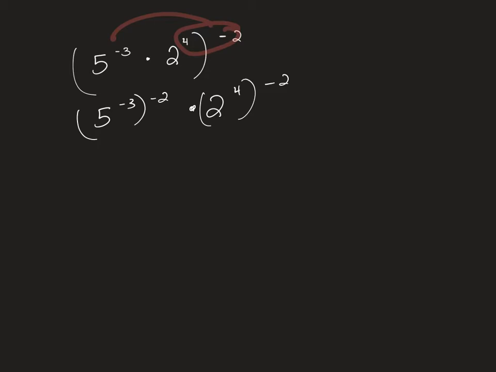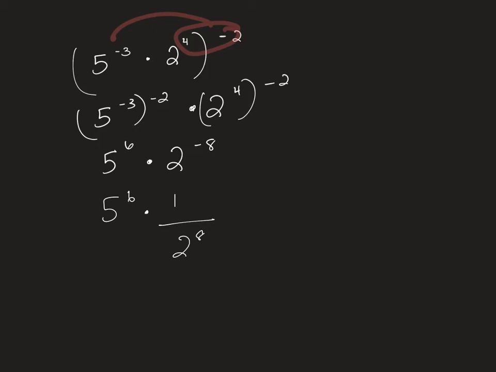All right, so then negative 3 times negative 2 is going to give us positive 6. So I would have 5 to the sixth power times, and 4 times negative 2 is going to give us negative 8. So 2 to the negative eighth power. All right, so I see that I have a negative exponent. So I could rewrite that 5 to the sixth power, and I'm going to rewrite this so it's in the denominator. So I'm going to put 1 over 2 to the eighth power.